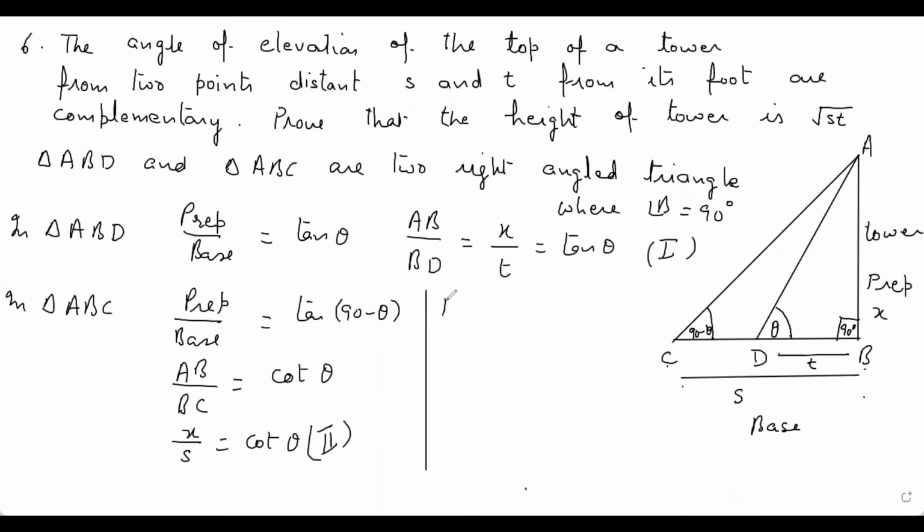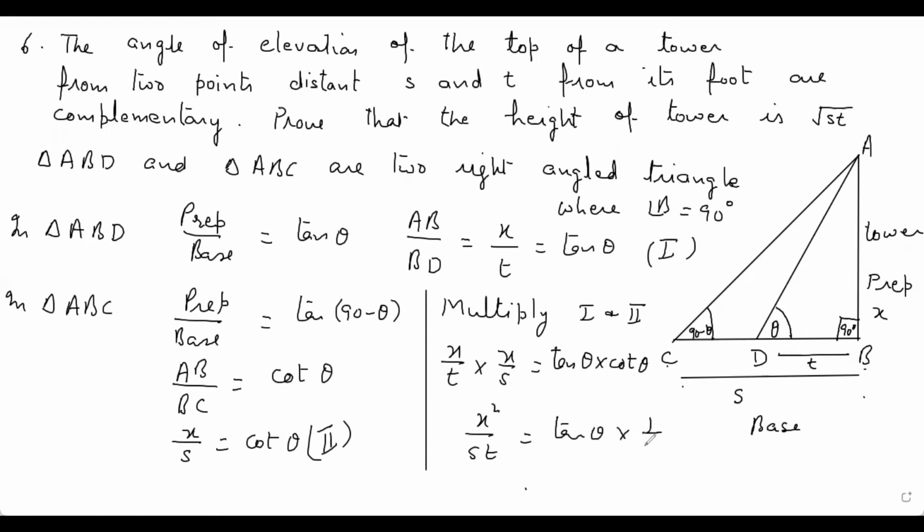Multiply 1 and 2. X by T into X by S is equal to tan theta into cot theta. X square upon ST is equal to tan theta into 1 over tan theta. Cot theta can be written as 1 over tan theta. Now X square by ST is equal to 1. So X square is equal to ST. X is equal to root ST. It means height of a tower is root ST. This is what we want to prove.